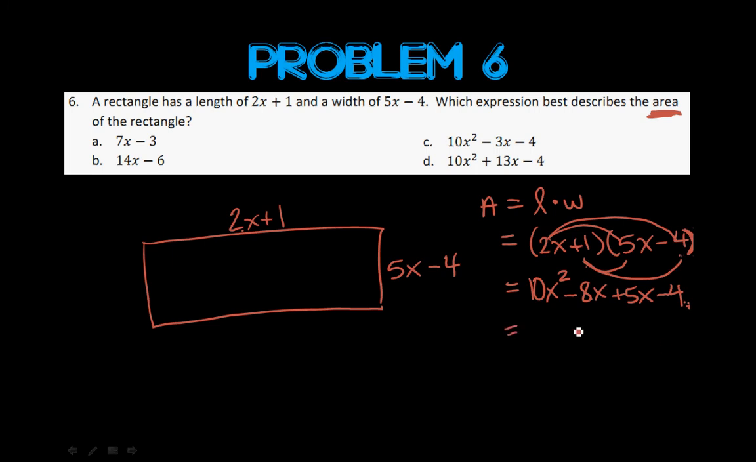So now we combine our like terms. 10x squared doesn't change. Negative 8x and 5x make negative 3x, and then we have that negative 4 left over. So C is the correct answer.